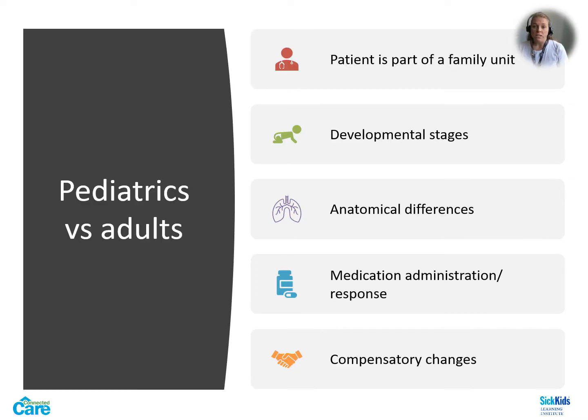Different compensatory changes may also be noted for children. For example, children are more prone to dehydration and heat loss than adults because they have more body surface area per pound of weight, they have thinner skin, and they breathe faster. Also, vital sign changes signaling decompensation can differ for pediatrics versus adults. For example, blood pressure changes can be a later sign of decompensation for pediatrics.